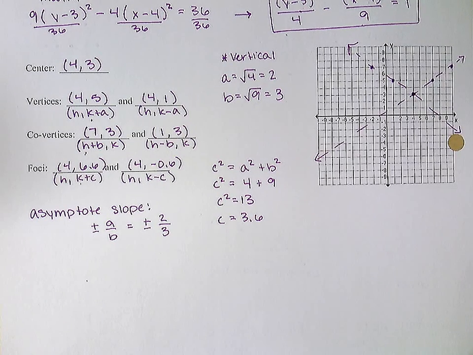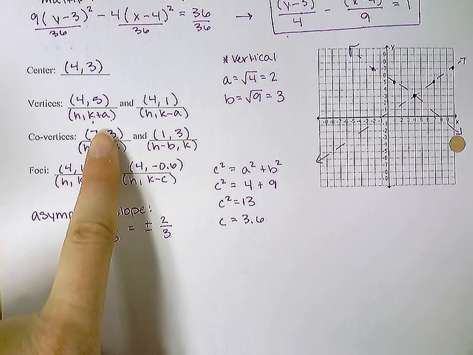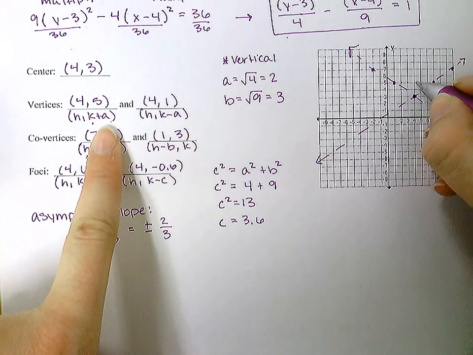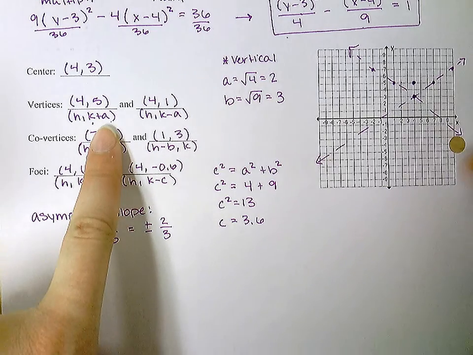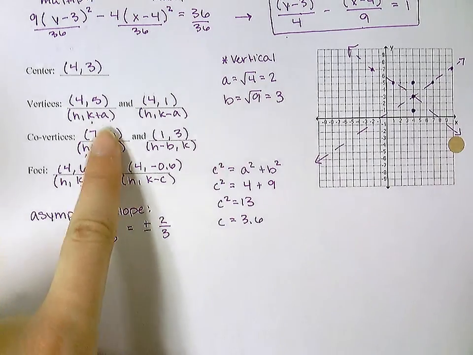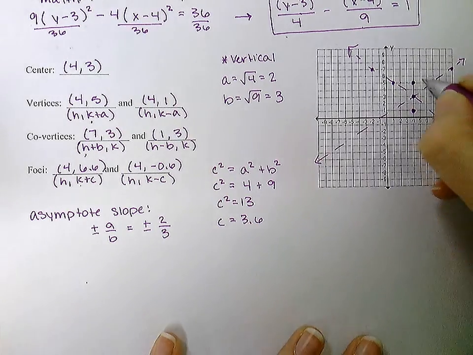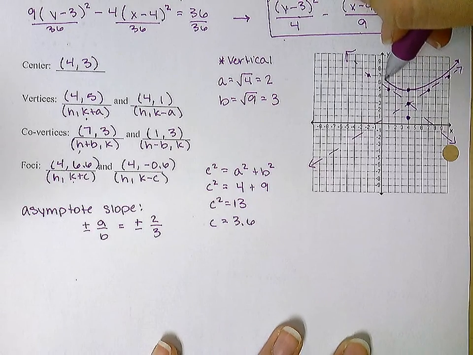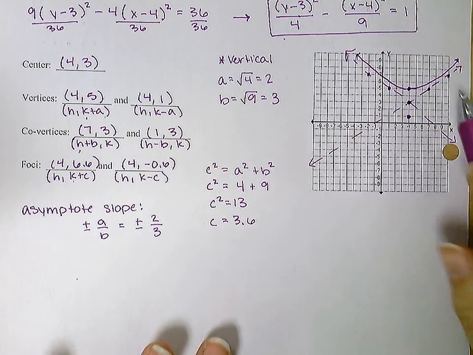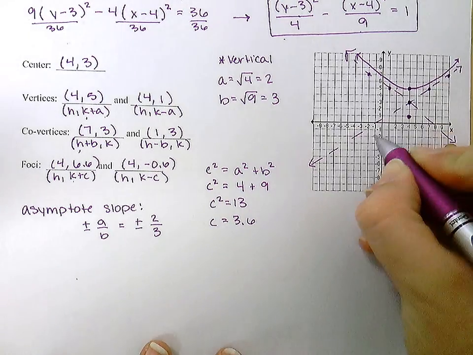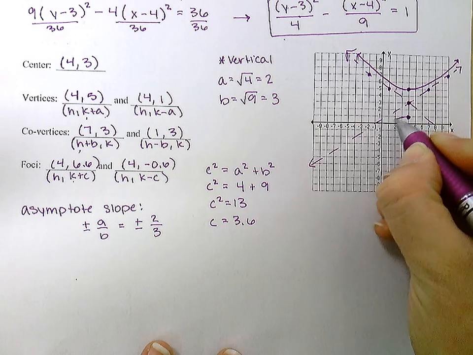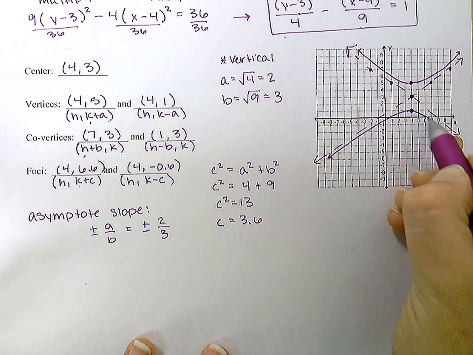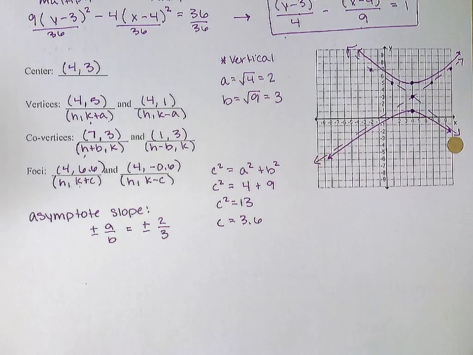So now that I have those 2 asymptotes in, I can plot my vertices so that I'm able to graph this hyperbola. So I have a vertex at 4, 5 and 4, 1. And since I know this is vertical and these are my vertices, my hyperbola is going to go up like this, getting closer and closer to those asymptotes, but not touching. Same thing below here. Getting closer and closer, but not touching.